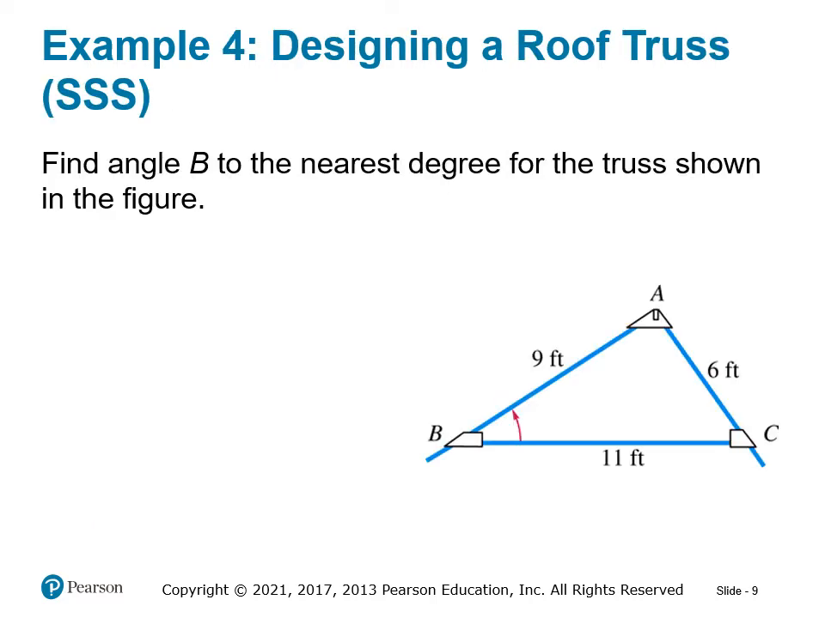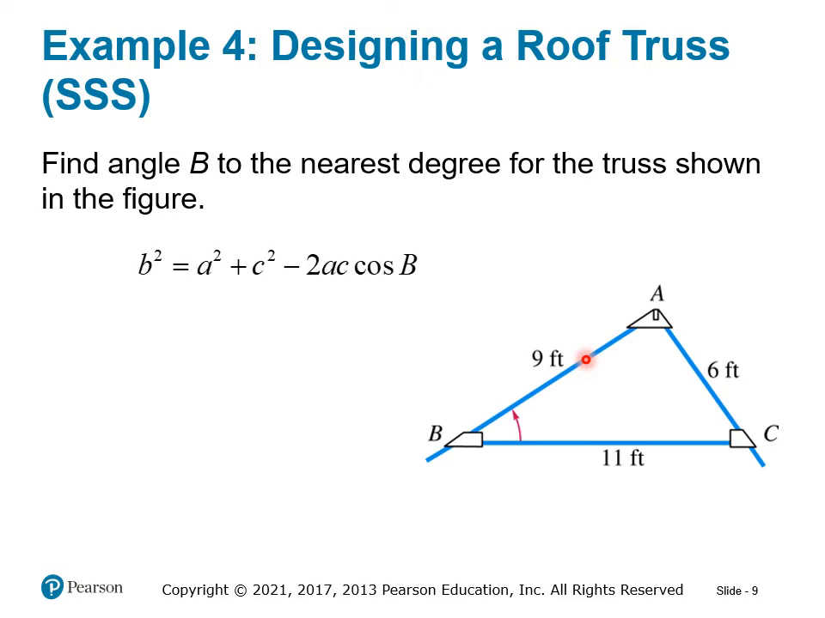Let's try another problem. Find angle B to the nearest degree for the truss shown in the figure. So here we have side, side, side again. And in this case, we want angle B. So that's pretty simple. Here, B is 6, A is 11, and C is 9.